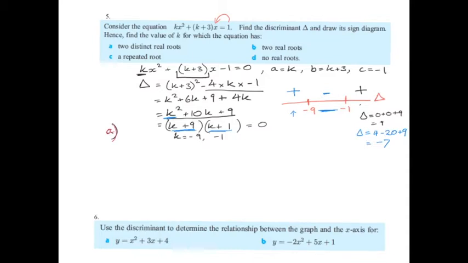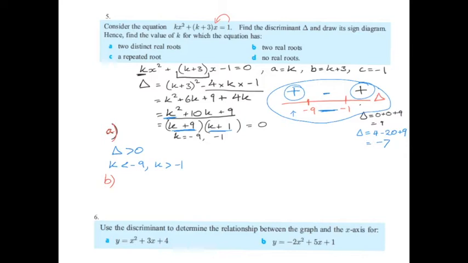For what values of k would the equation have two distinct real roots, so different roots? That's when the discriminant is bigger than 0. So let's look at the sign diagram. When is the discriminant bigger than 0? That's when k is less than -9 and bigger than -1. So therefore, k is less than -9, and when k is bigger than -1, that is when we have two distinct roots.